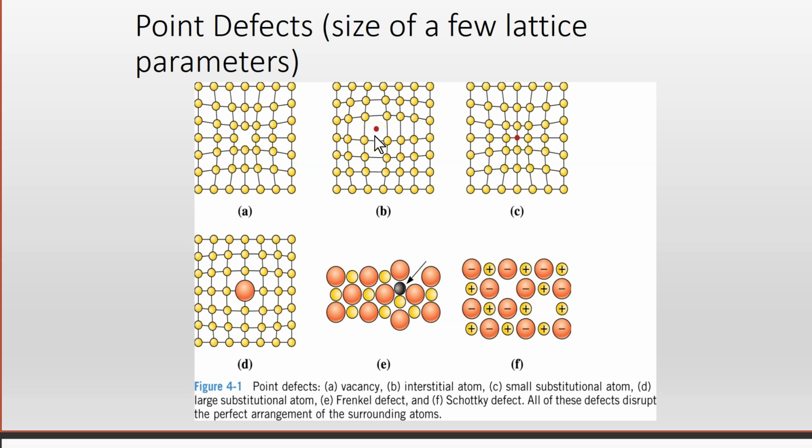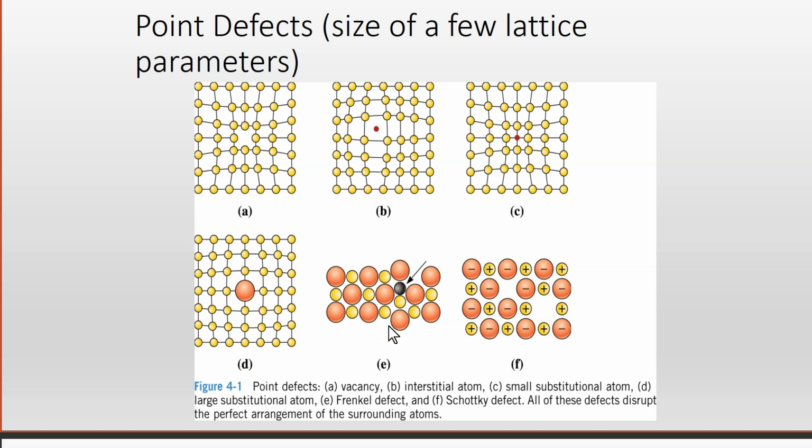In B, we see an interstitial defect. This is where an atom is placed between the spaces in the atoms within the crystal. In C, we see a small substitutional defect. Here, one of the atoms in the crystal has been substituted with a smaller atom, and this has resulted in a strain field. An alternative method to create a strain field is to put a larger atom as a substitutional atom, and that's shown in D.